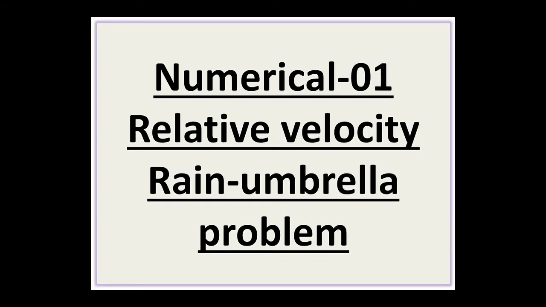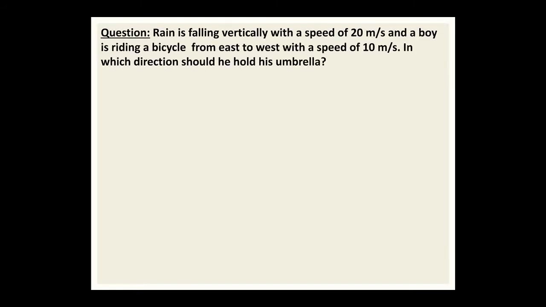In this video, we will learn about how to solve problems which are based on relative velocity, mainly raindrop problem. So here is our question. Rain is falling vertically with a speed of 20 meters per second and a boy is riding a bicycle from east to west with a speed of 10 meters per second. In which direction should he hold his umbrella? So you have to find the direction in which the boy has to hold his umbrella to prevent him from rain.